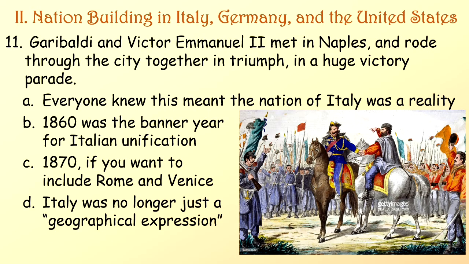Garibaldi and Victor Emmanuel II met in Naples and rode through the city together in triumph in a huge victory parade. At this moment, everyone knew that this meant that the nation of Italy was a reality. 1860 was the banner year for Italian unification, or 1870 if you want to include Rome and Venice. Italy was no longer just a geographical expression.